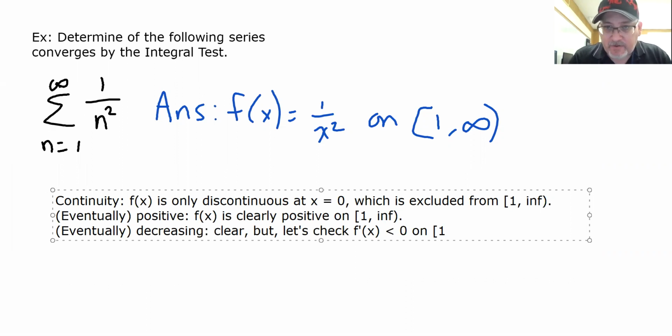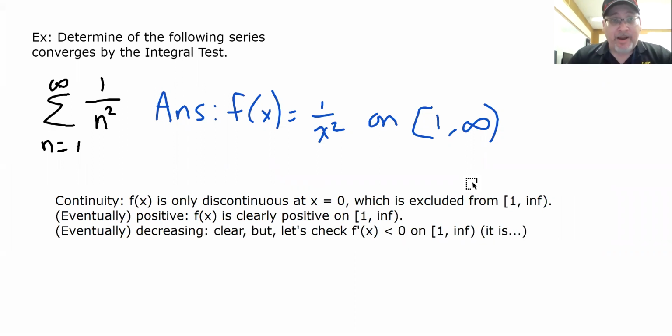Check that the function's derivative is less than 0 and negative on 1 to infinity, and just say that it is. We did the verification on it. All right, so we can do the integral test, which means we can check convergence of the series by checking convergence of the improper integral. So let's set up that integral.